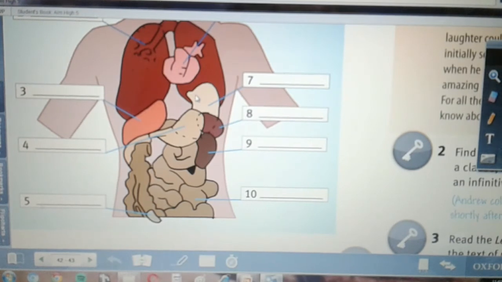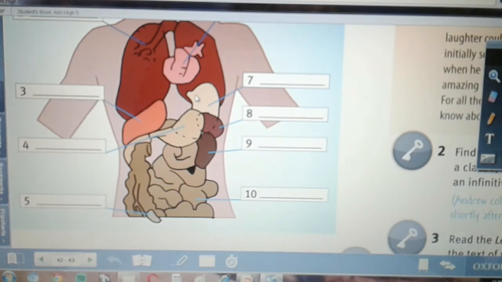We need this part of body to separate waste liquid from our blood. So what is it? It is, yes, kidney. It's kidney. Next, moving on to number 9. So it's between pancreas and intestines now. The function of the part of body mentioned in number 9 is to produce insulin.